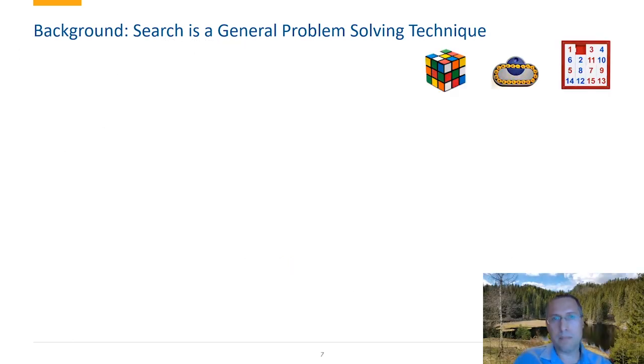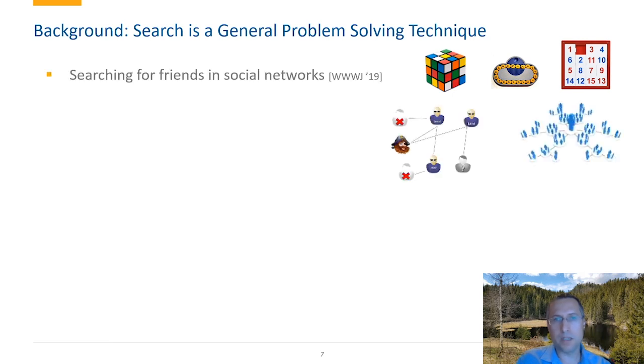Just to stress the point a bit more, here are some perhaps less well-known application domains in which I have applied heuristic search. Let's start with searching for friends in social networks. There, the operator was to crawl to some profile in a social network and acquire some information about it. And the state was the subset of the social network we already acquired information about.